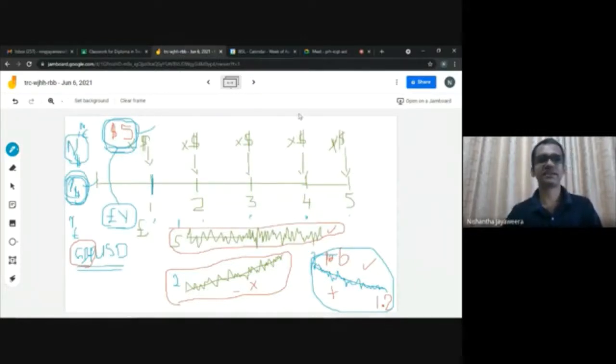But on the other hand, you can go for a floating sterling interest rate. Then what would happen?